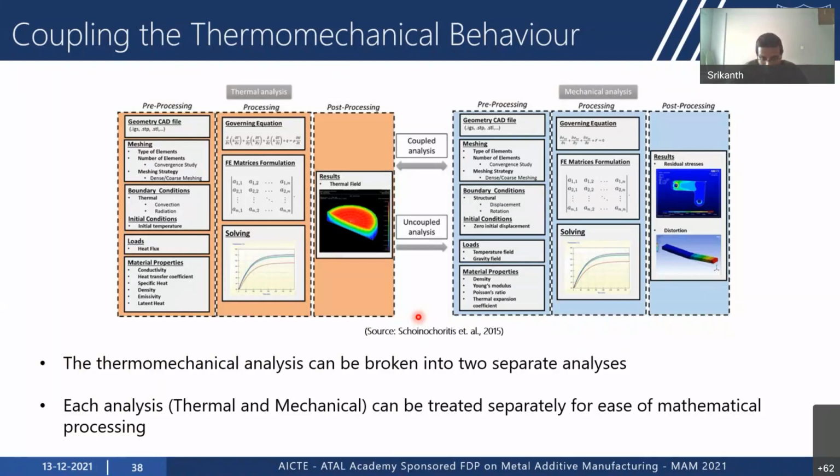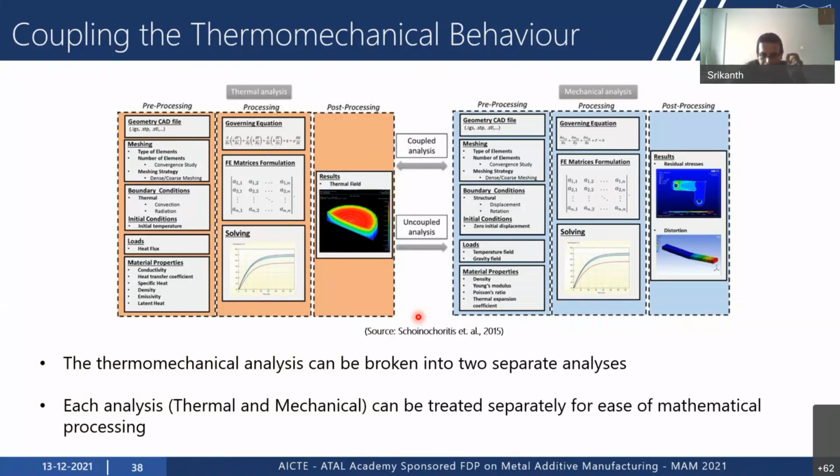Generally, the simulation of the entire deposition can be looked at in two different ways. That is, you can take the thermomechanical analysis and break it into two. One is the transient thermal analysis, the other one is the mechanical analysis.